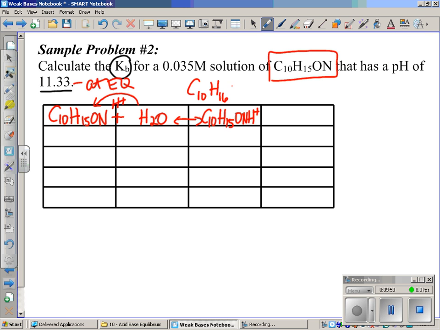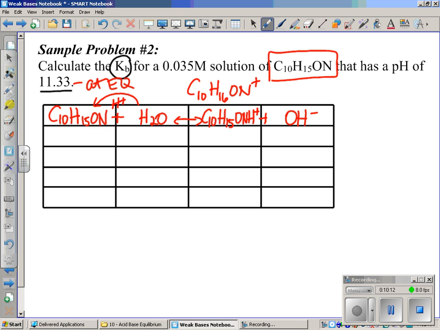Some people will do this. See how there were already 15 H's? So they'll say 16 and then do ON and a plus charge. Remember, the charge is very important, the extra hydrogen is important, but it doesn't really matter where you put it. You are not organic chemists by any means, so we don't have to be terribly particular with that, just as long as there's an H plus on there.